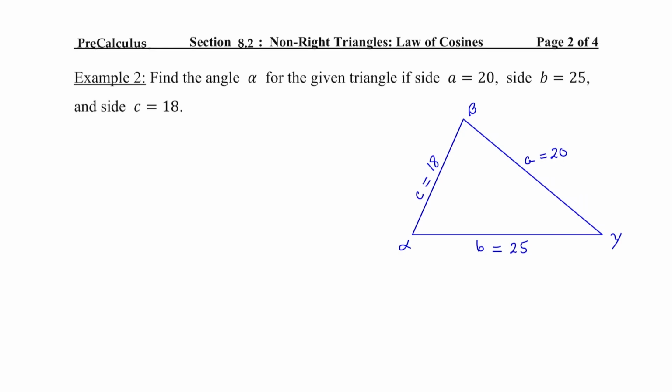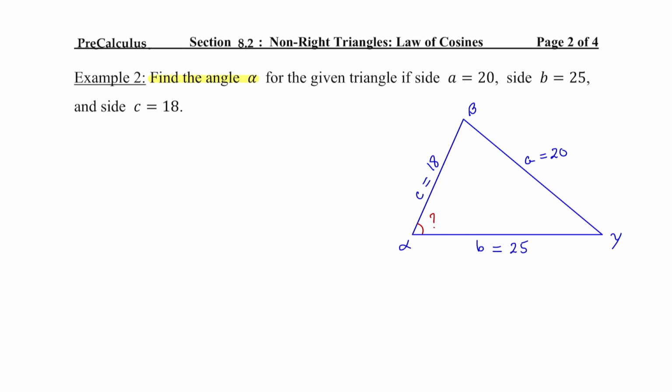In this question, they did not ask me to solve for the triangle. If they asked me to solve for the triangle, then I would need to solve for alpha, beta, and gamma. But they only asked me to find angle alpha. So my only job is to find that angle. Now, I am going to use law of cosines. I can say a squared equals b squared plus c squared minus 2bc times cosine of alpha.